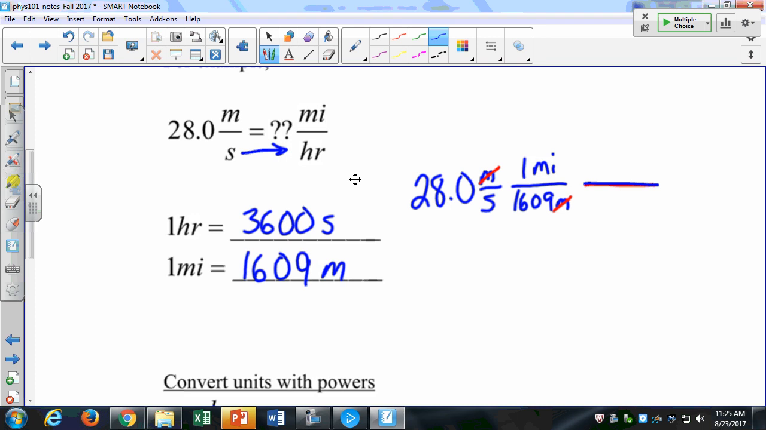Does the hour go in the numerator or the denominator? It goes in the denominator. I would put 1 hour right here and 3,600 seconds right here. I know that they go where they go because the seconds have to cancel with the seconds. And so I cancel out those seconds, and I look at my remaining units. My remaining units are miles per hour, and that's what I want. And then I calculate that out, and I get 62.6 miles per hour.